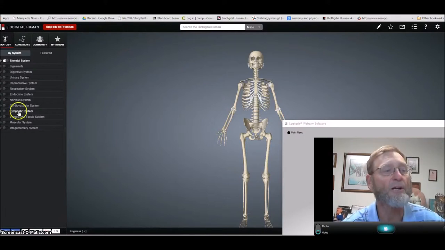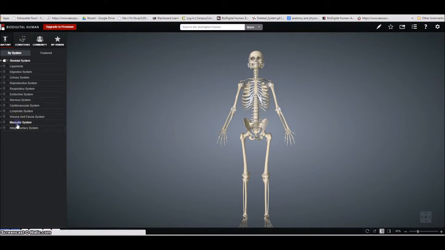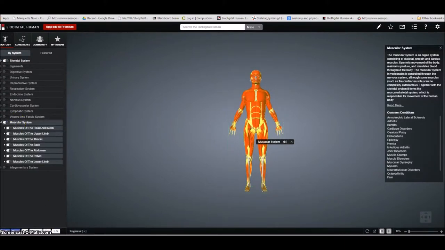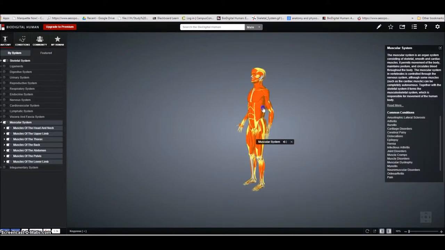That's what we're going to do right now. And we'll do it in BioDigital Human, and we'll get the muscles up, okay? Now I have. This is why I like BioDigital Human, okay? You see what you can do?